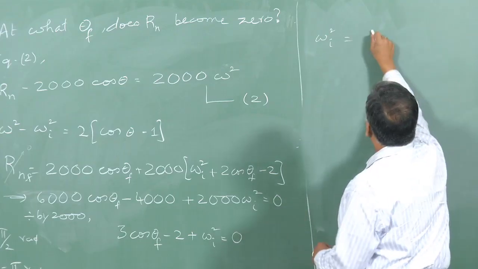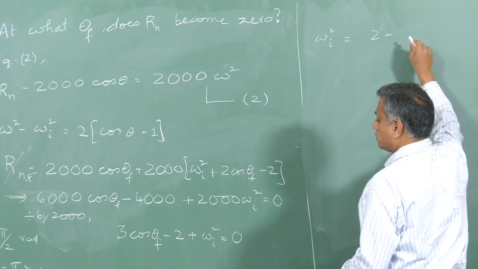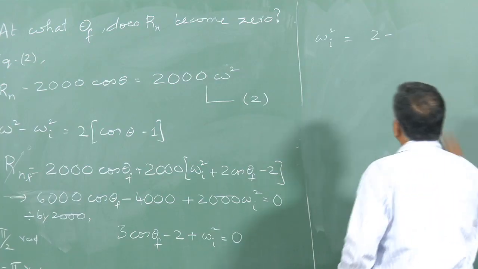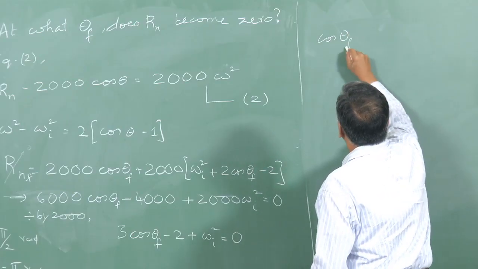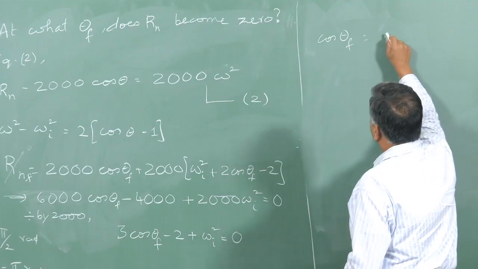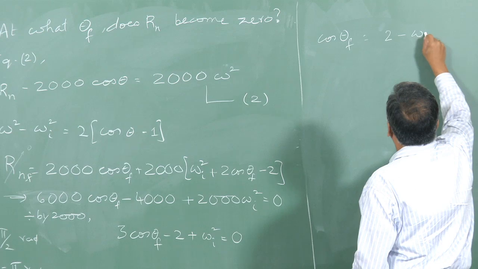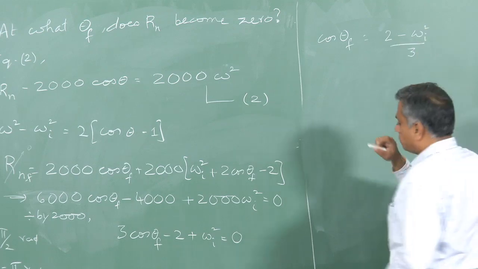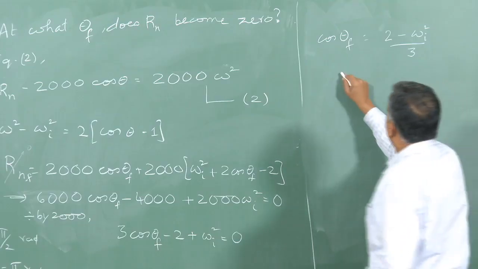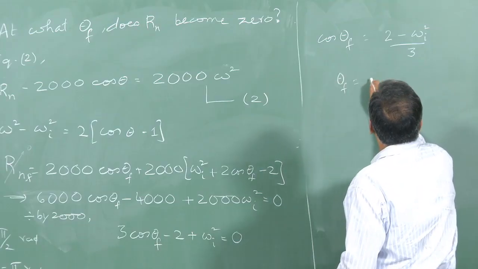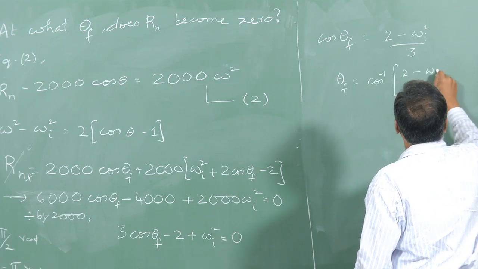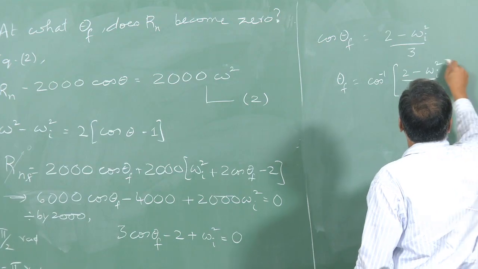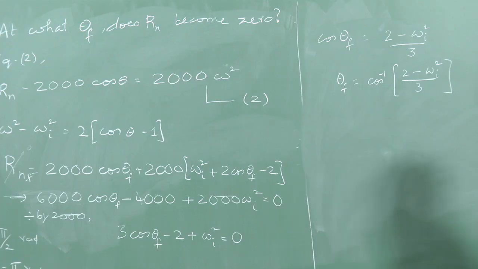So if I rearrange a few of these terms, that gives me cosine theta f equals (2 minus omega I squared) divided by 3, or theta f is cosine inverse of (2 minus omega I squared) divided by 3.